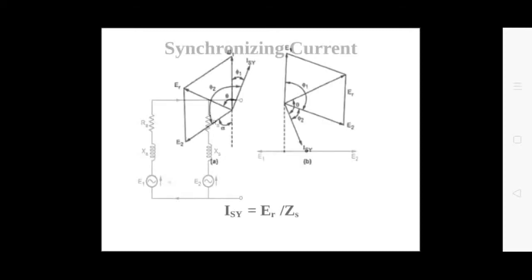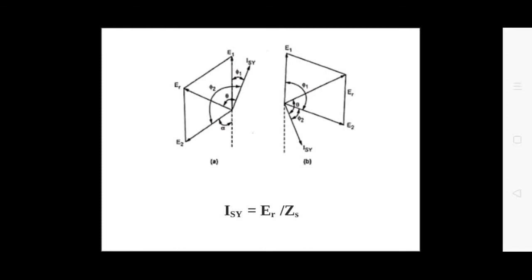Now assume that the speed of alternator 2 is changed such that its EMF E2 falls back by an angle alpha, but E1 and E2 are equal in magnitude. The resulting voltage in this case will cause a circulating current in the local circuit, which is called the synchronizing current. This circulating current is given by ISY equal to ER by ZS, where ZS is the synchronous impedance of the windings of the two alternators.